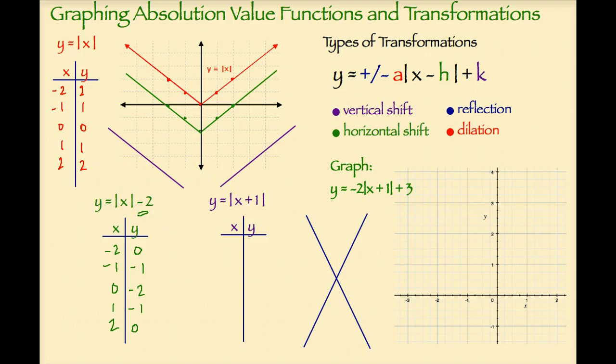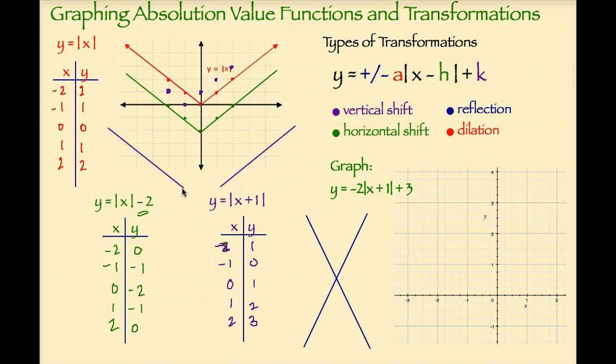Let's look at the purple graph and see what effect this +1 is going to have. Again, I'm going to choose the same 5 x values, -2, -1, trying to keep the color theme consistent here. If I put a -2 in for x, -2 plus 1 is -1, the absolute value of which is 1. -1 plus 1 is 0. 0 plus 1 is 1, the absolute value is 1. This becomes 2, this becomes 3. Let's plot these points. We get -2, 1, -1, 0, 0, 1, 1, 2, and 2, 3.